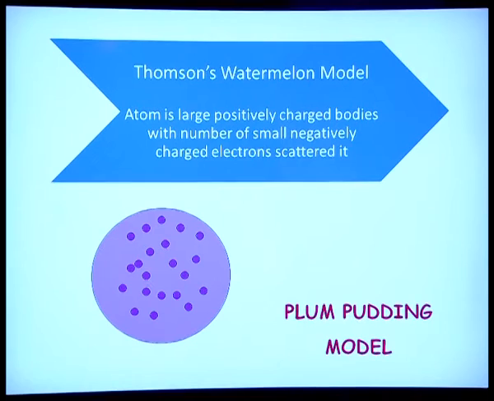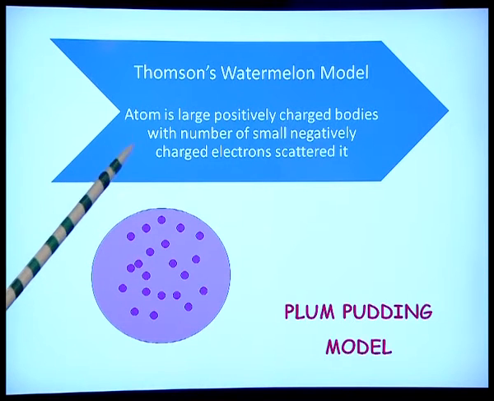Now, after understanding the constituents of the atom, let us try to understand the structure of the atom. For that, we discuss here a number of models which have been proposed for the internal structure of the atom. The first attempt to describe the structure of the atom is the model by J.J. Thomson. On the basis of his experiment on discharge tubes, Thomson proposed the Thomson watermelon model.